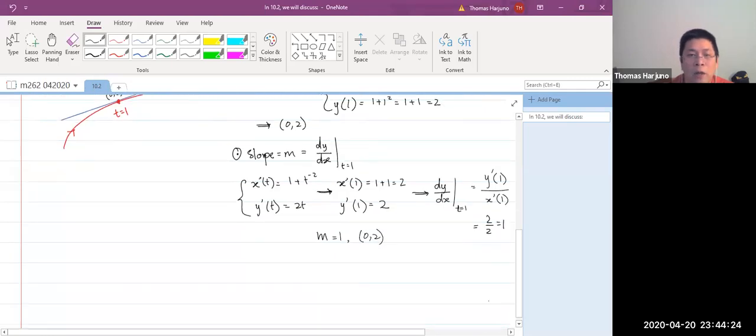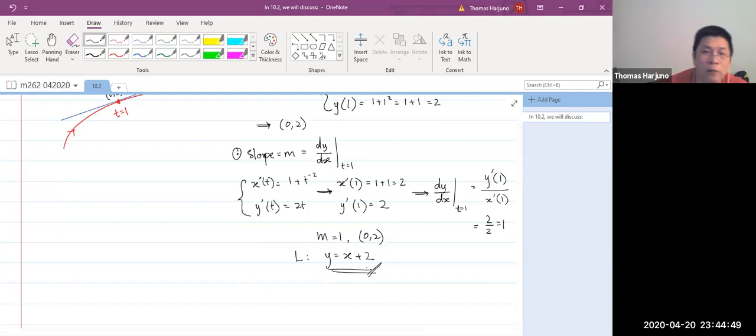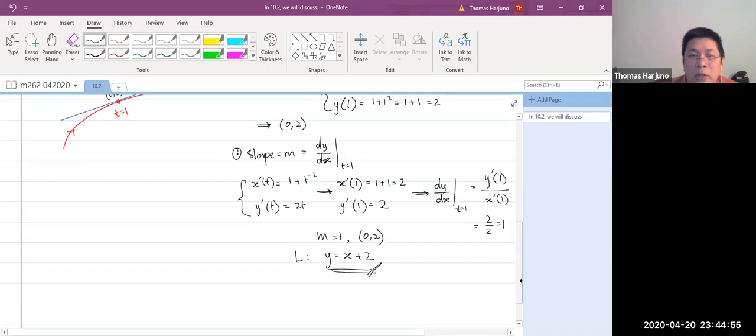Now you can do it yourself. I mean, at this point you have to know this. Then the equation of the line tangent to the curve at t equals 1 will be y equals x plus 2. That's the equation of the line tangent to the curve at t equals 1.